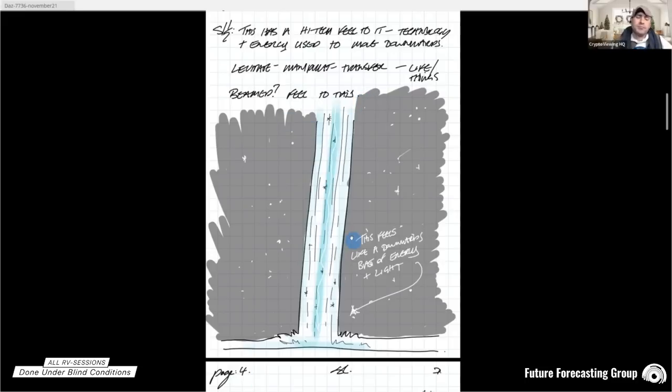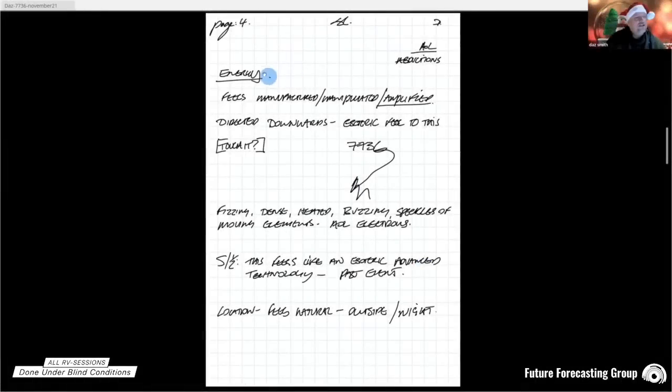So this huge big beam of energy going from the sky down to the ground. So I tried to look at the energy. Oh, and I had the AOL here of abductions. So that gives a kind of weird UFO element to it straight off the bat. So the energy itself felt manufactured and manipulated, and it also felt amplified, and that was important because I underlined it. It was directed downwards and it had an esoteric feel to it.